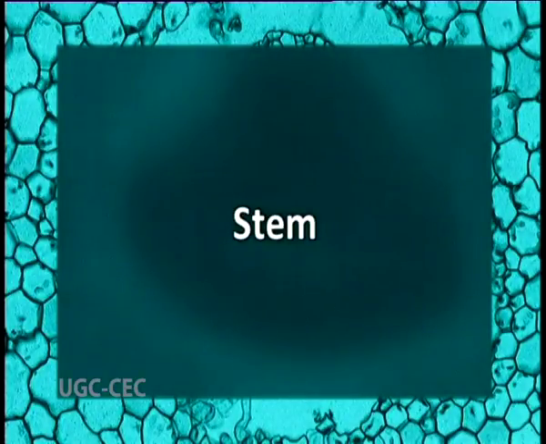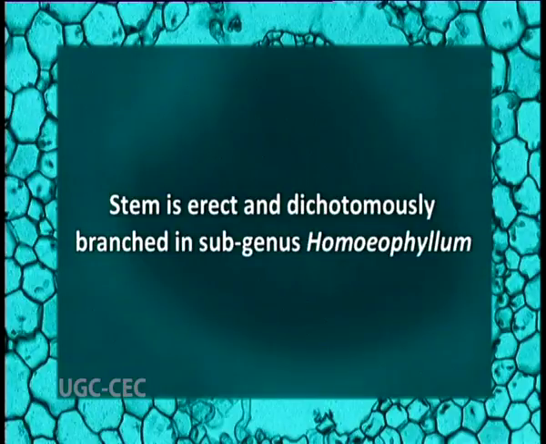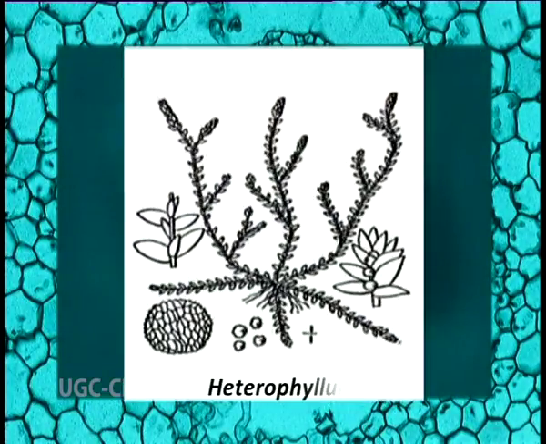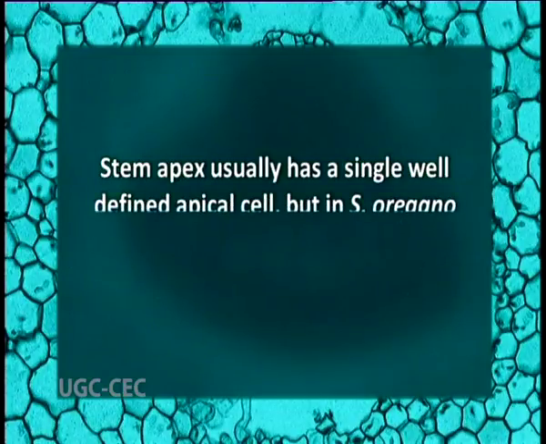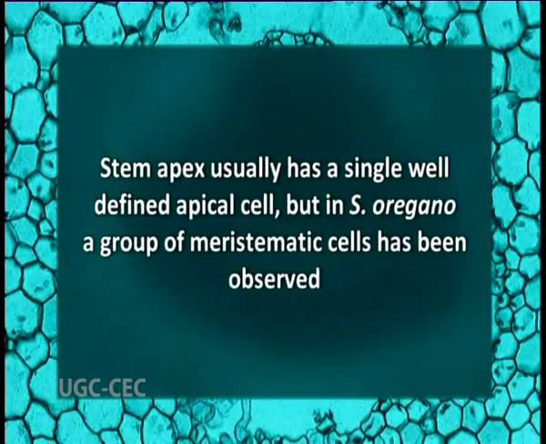Now stem. The stem is erect and dichotomously branched in the subgenus Homophyllum and prostrate or sub-erect with lateral branchings in the subgenus Heterophyllum. The stem apex usually has a single well-defined apical cell, but in Selaginella oregana, a group of meristematic cells has been observed.